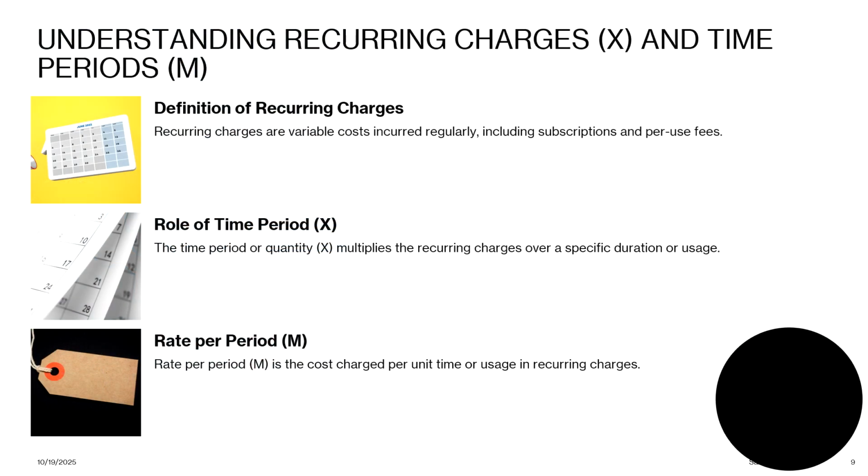Recurring charges are variable costs incurred regularly, like monthly subscription or per use fees. The time period or quantity x multiplies these charges, while the rate per period m denotes the cost per unit time or usage.